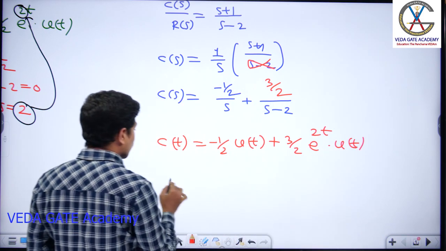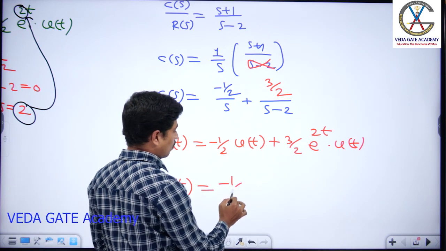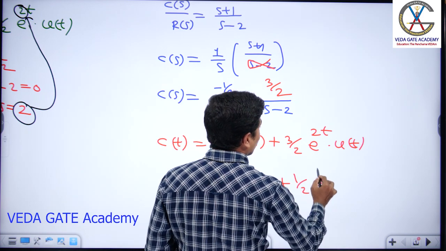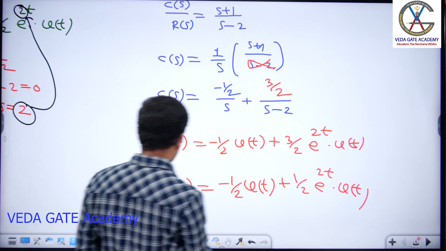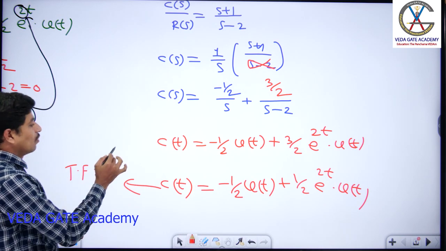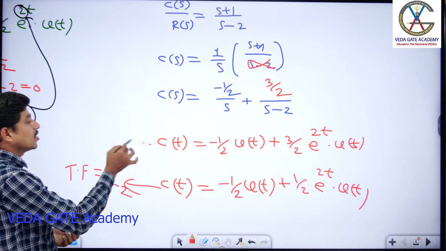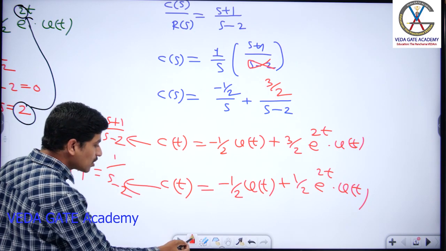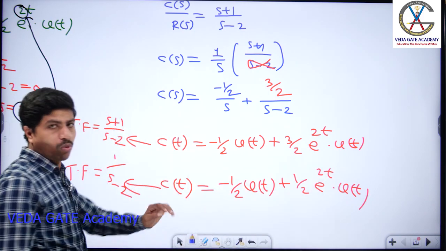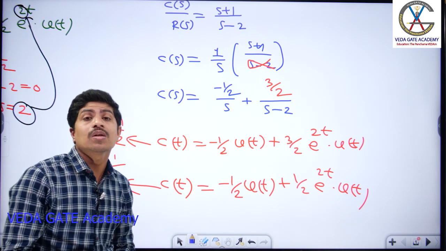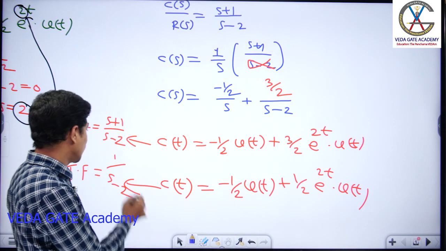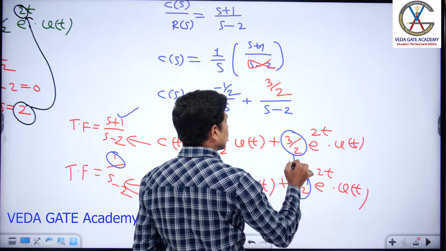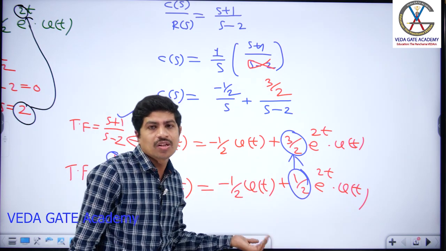What was the expression we got for the previous transfer function? C of t equal to minus 1 by 2 into u of t plus 1 by 2 into e power 2t into u of t. That was for the system without a zero, 1 by s minus 2. This one is for the system with a zero, s plus 1 by s minus 2. What is the only difference between these two? The poles are the same, but the zeros changed. The previous example had no zero, but here there is one. The only change is that 1 by 2 became 3 by 2. Or the other coefficient may also change, but here it happens not to change.